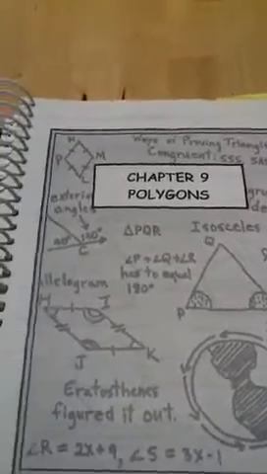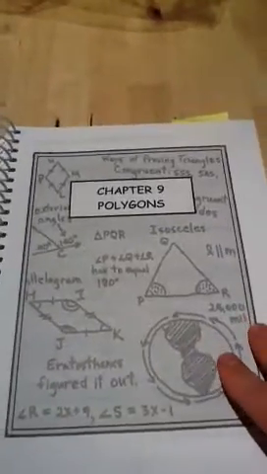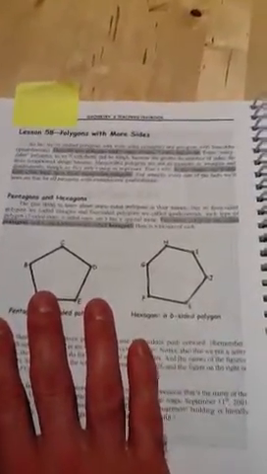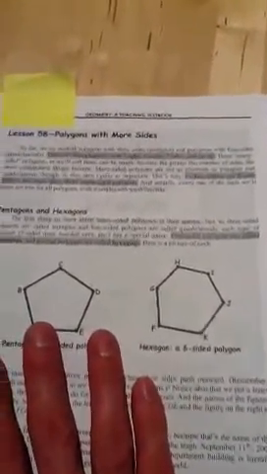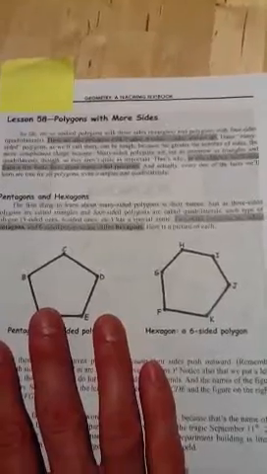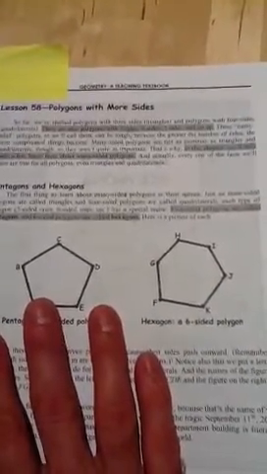Welcome to Chapter 9. Chapter 9, Polygons. So we're at the threshold of something entirely new, although it will seem oddly familiar. Remember three-sided shapes, triangles, four-sided shapes, quadrilaterals. Well, polygons, 5 and above. Now, a triangle is a polygon, so is a quadrilateral. But we're looking at lesson 58 and the following lessons at polygons with more sides, okay?